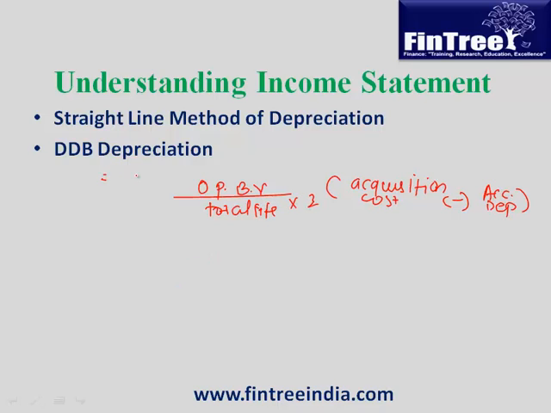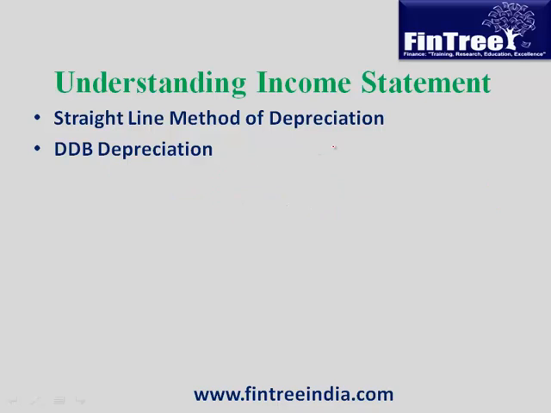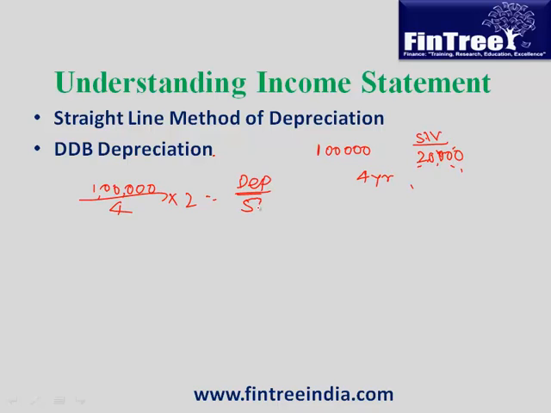So how do we use this? Let us say there is an asset which was acquired at a price of 100,000. Salvage value which is expected out of this is 20,000 and the life is 4 years. One thing that you would remember is that while calculating the amount of double declining balance, we are not going to consider salvage value at the beginning. So first year depreciation would be 100,000 divided by 4 into 2. So amount of depreciation first year is going to be how much? 50,000.